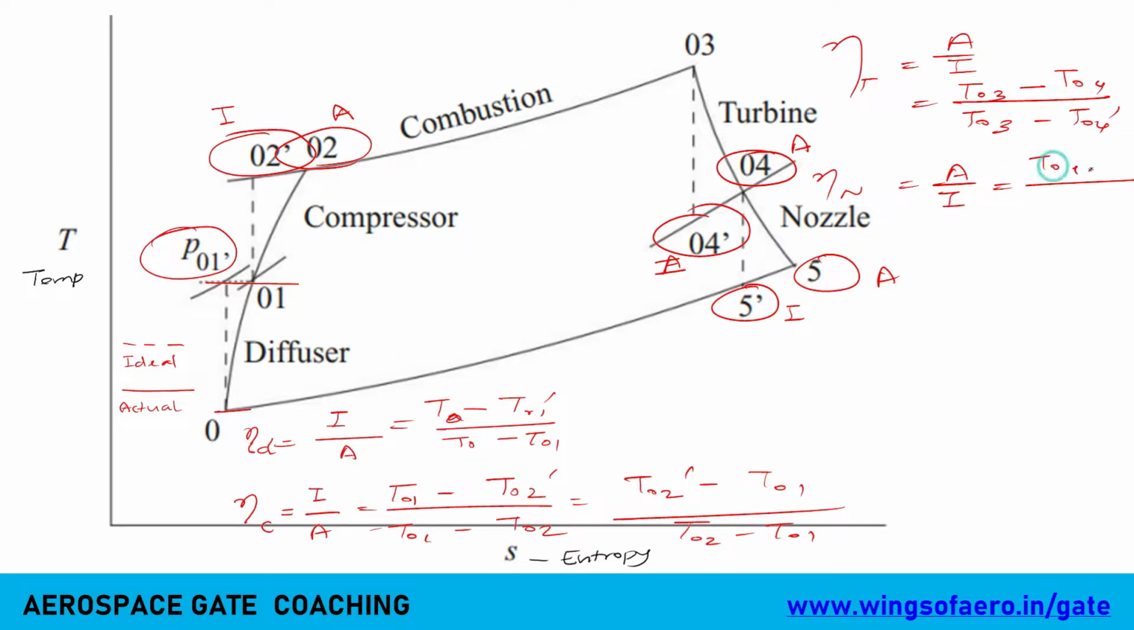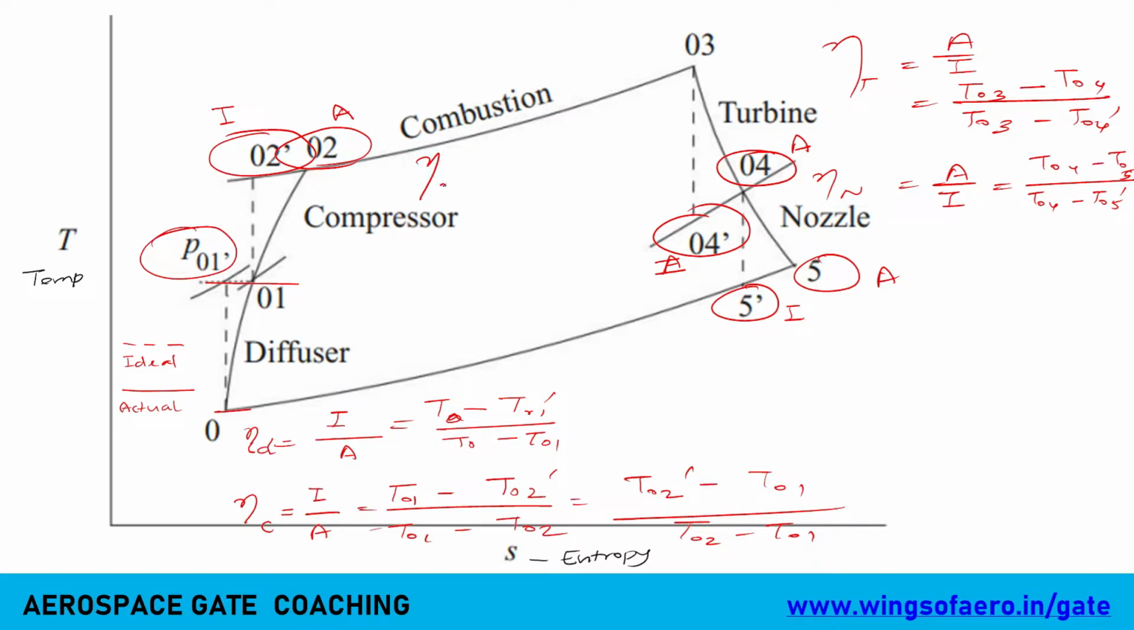So T naught 4 minus T naught actual, T naught 5, and T naught 4 minus T naught 5 dash. Now for compressor it is different, because compressor efficiency depends on the fuel, how much amount of fuel has been consumed.